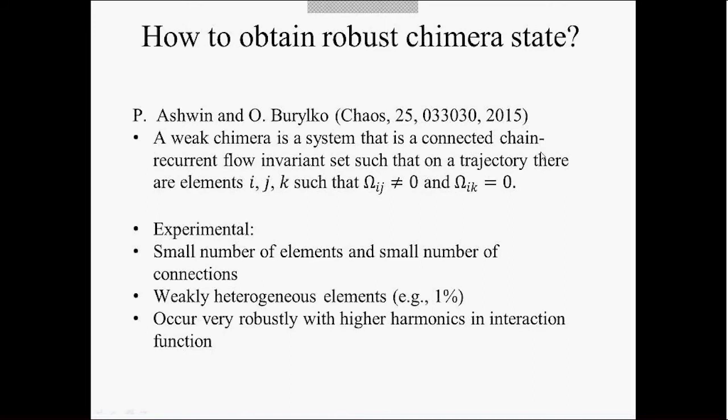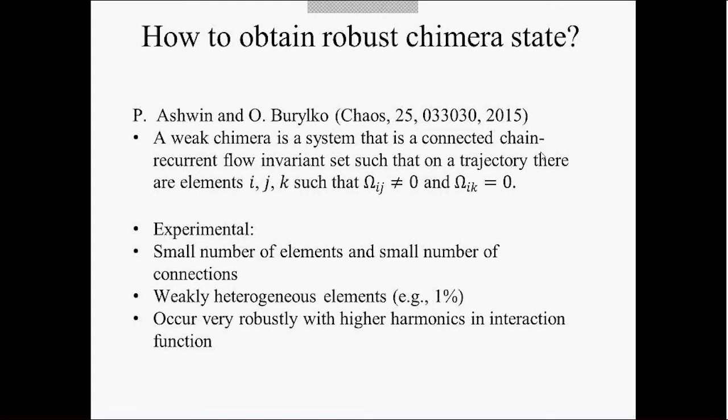However, lately it's been shown that robust chimera states can also be observed. Peter Ashwin explained that there's a weak chimera system where elements can be connected through a chain recurrent flow invariant set, such that there are trajectories where there's a mean frequency between two elements that is non-zero, while another group of elements has a mean frequency of 0.